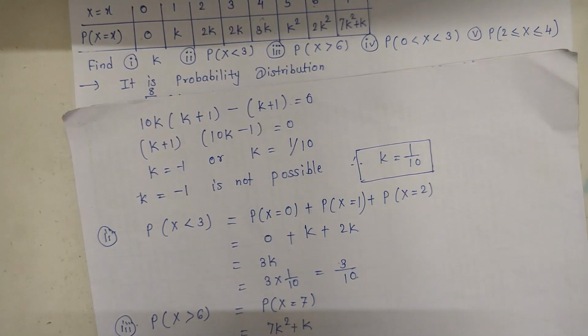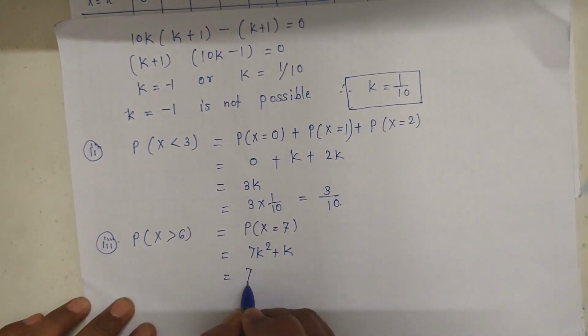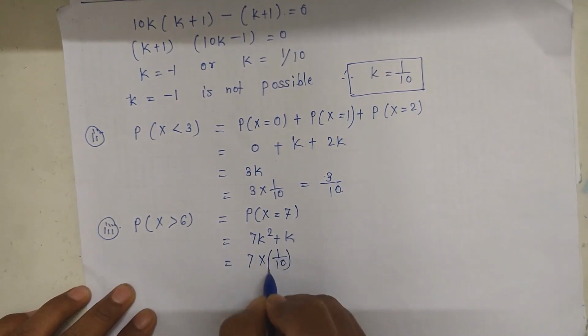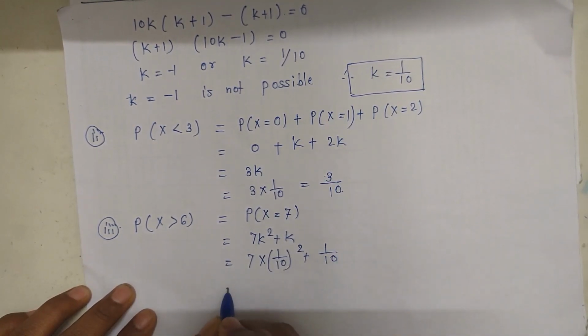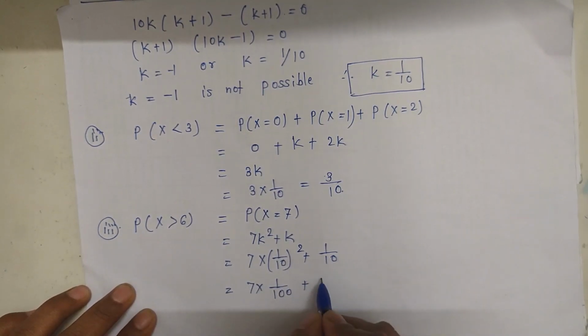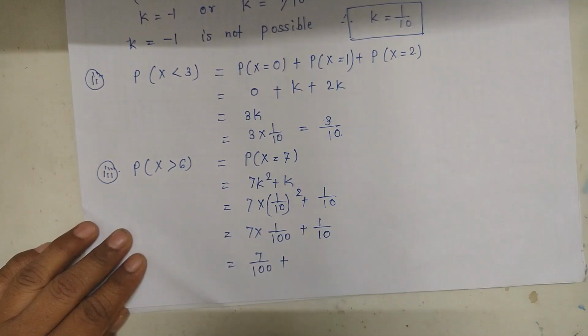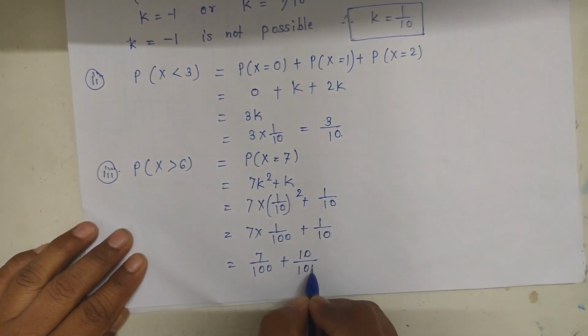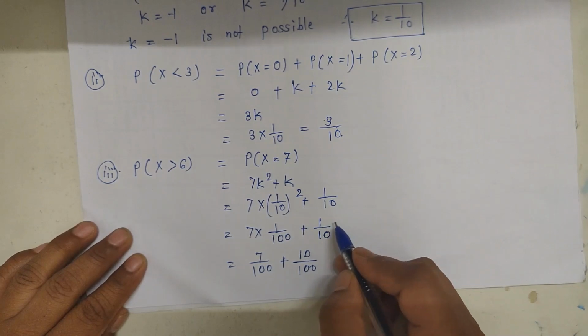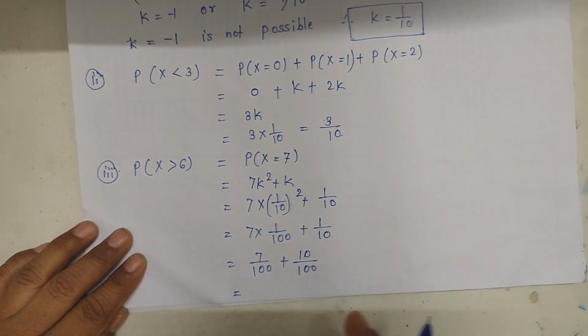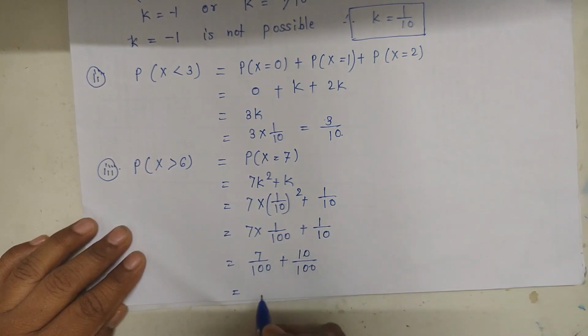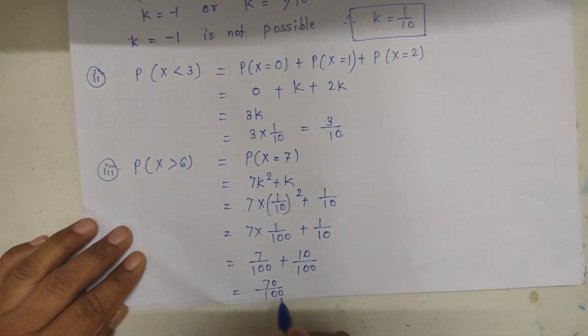Now substitute the value of k as 1 by 10. So write here 7 into 1 by 10 square plus 1 by 10. So 7 into 1 by 100 plus 1 by 10 is equal to 7 by 100 plus 10 by 100. Multiplying the second term by 10 for equal denominators, then we get 7 plus 10, that is 17 by 100.